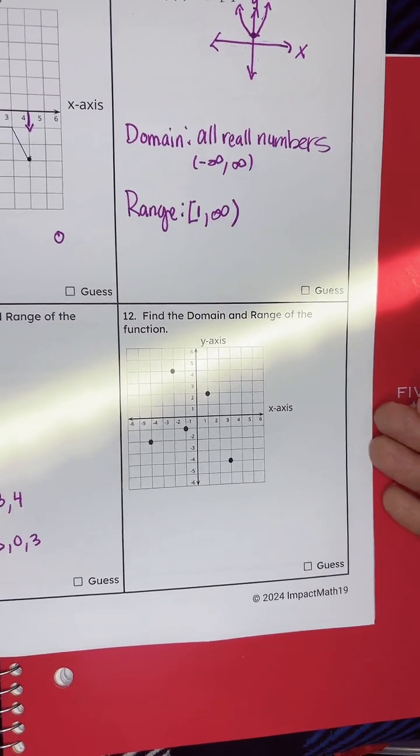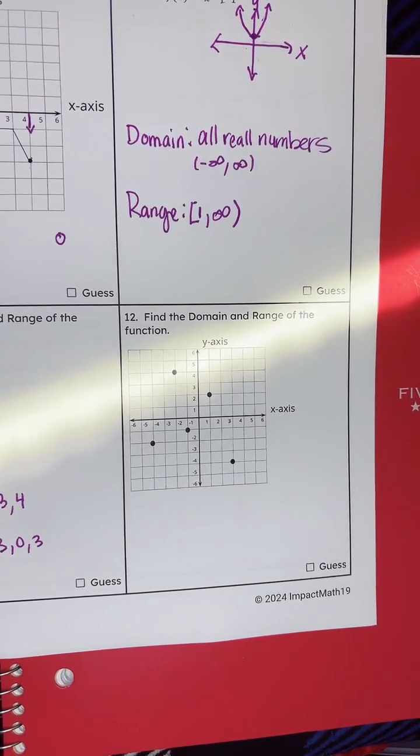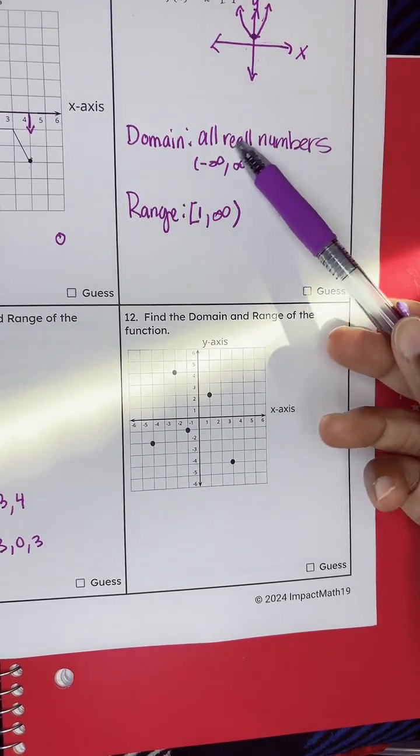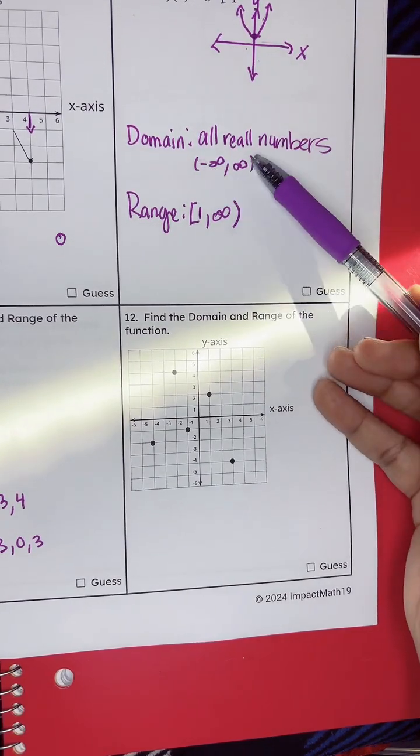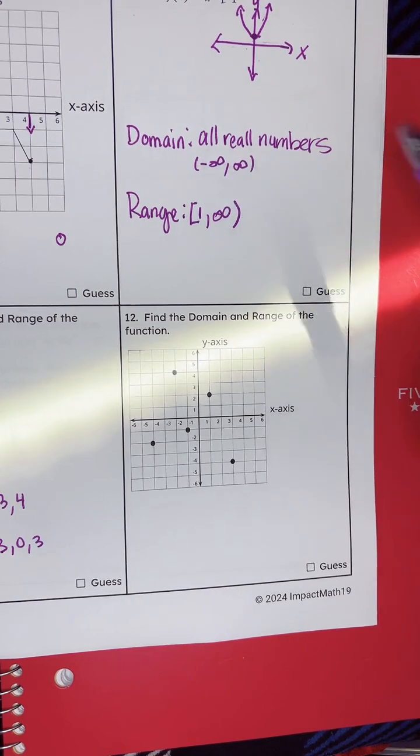So do all real numbers need a bracket? No, when you just say all real numbers, you don't use brackets. But when you do negative infinity to positive infinity, you have to use parentheses.